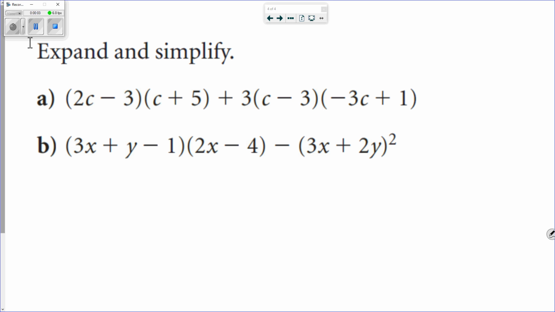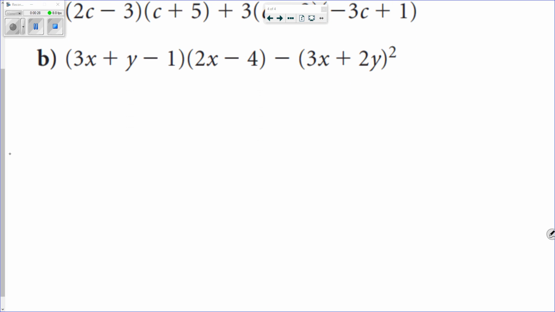All right, so again, we need to expand and simplify. They've added some wrinkles with more terms and all of that. So we'll take a look at that, what that looks like. We're just going to do part B because they didn't really give us space for part A. So let's take a look at part B.